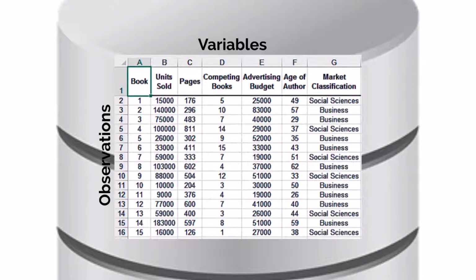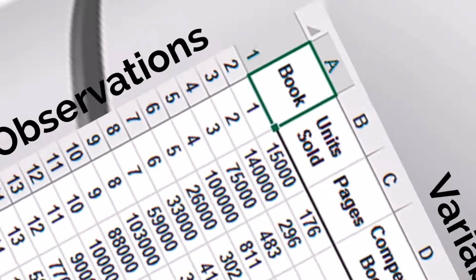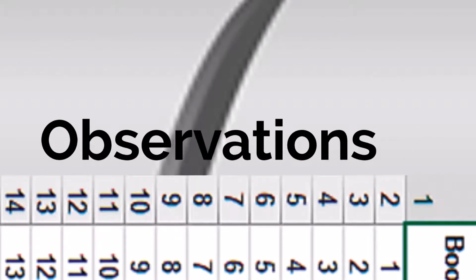So when we make references to data, what exactly are we talking about? Here we have a snippet of an example dataset from a publishing company on book sales. In the columns, typically denoted with letters in spreadsheet programs such as Excel, these are the variables in the dataset. Then, in the rows, denoted by row numbers, we have the observations in the dataset. So each observation in this dataset is an individual book with data on the number of units sold, number of pages, advertising bucket, etc.